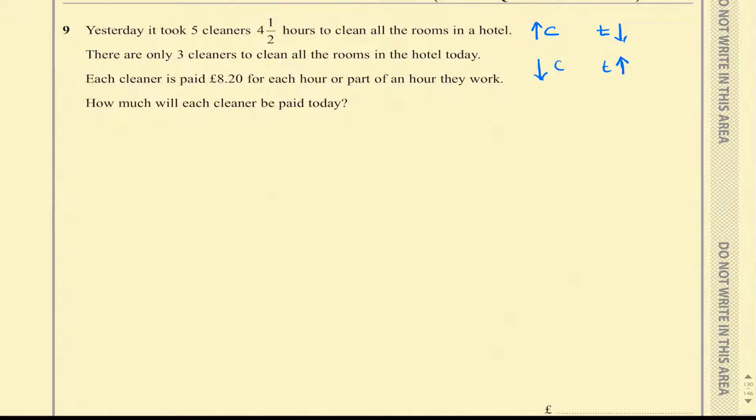This kind of relationship is called inversely proportional. So the way to write the statement for this is to say C, which stands for cleaners, is inversely proportional, that means 1 over time. So that's the statement here, that C is inversely proportional to time. And therefore, we're going to turn that statement into an equation. C equals K times 1 over T, which equals K over T. So C equals K over T.